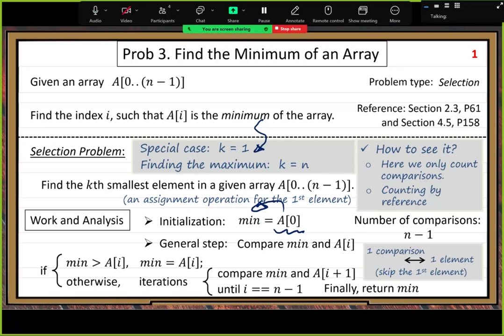So we finish this slide. Next time we discuss the optimality. That's important. Optimal or not. That's important.